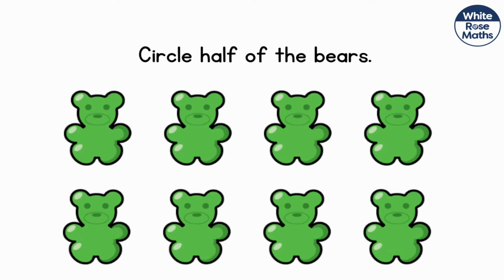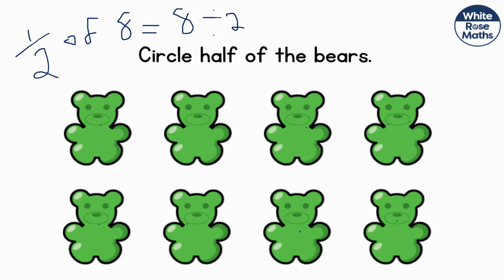We're on question 2 now. It says circle half of the bears. I've got 1, 2, 3, 4, 5, 6, 7, 8. So a half of 8. I can write it like this. A half of something means dividing it by 2, so splitting it into 2 equal parts. So 8 divided by 2. My answer is 4, because 4 goes into 8 twice.